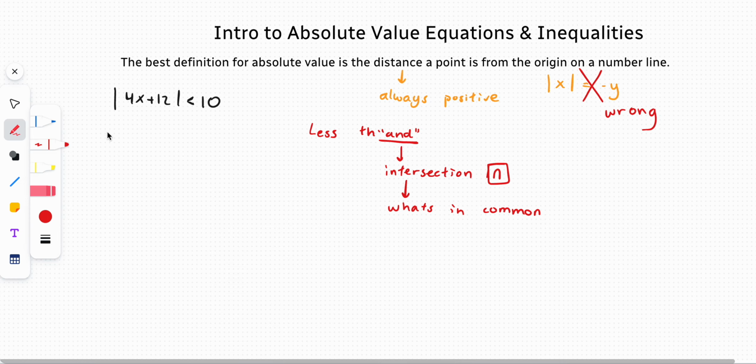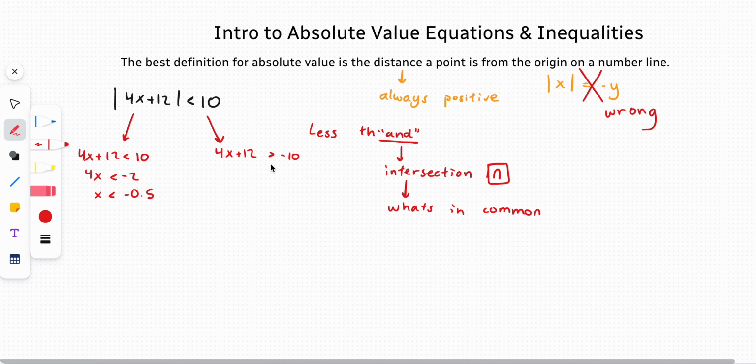So for this one, very similar. You're going to have two ranges again. We're going to have our positive, 4x plus 12 is less than 10, and we're going to have our negative, where 4x plus 12 is greater than. So we flip the sign, so now it's greater than negative 10. All we have to do is solve for these two ranges. We're going to isolate our variable. We're going to subtract 12 from both sides, and divide both sides by 4. So we're going to get less than negative 0.5. We'll keep these as decimals, and you'll see why right now.